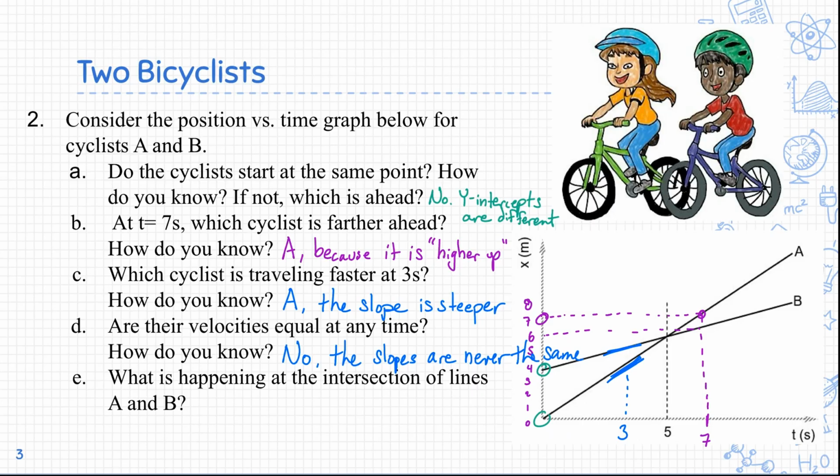And what is happening at the intersection? Well, these two bicyclists, don't think of them as actually crossing paths. Think of it as two lanes on the freeway or two lanes on a track. People don't run into each other when they pass each other. So at 5 seconds, they have the same position at the same time, but that does not mean that they have to get into a car accident or a bike accident at that moment when they're at the same position at the same time. It just means they're the same distance from 0.